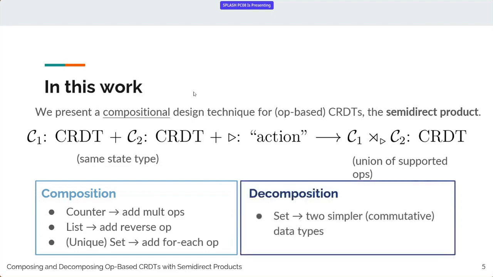You can also use the semidirect product for decomposition, basically explaining existing CRDT designs from the literature by saying, oh, actually, this CRDT is a semidirect product of these two simpler CRDTs. And that should, we hope, explain the semantics that are coming out of these designs in a uniform way.